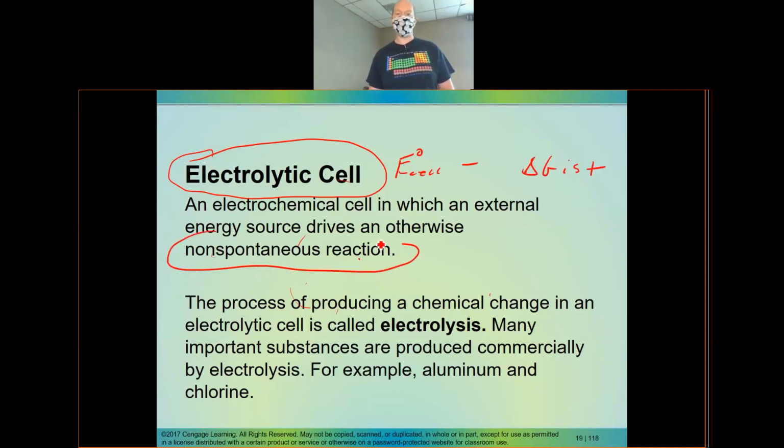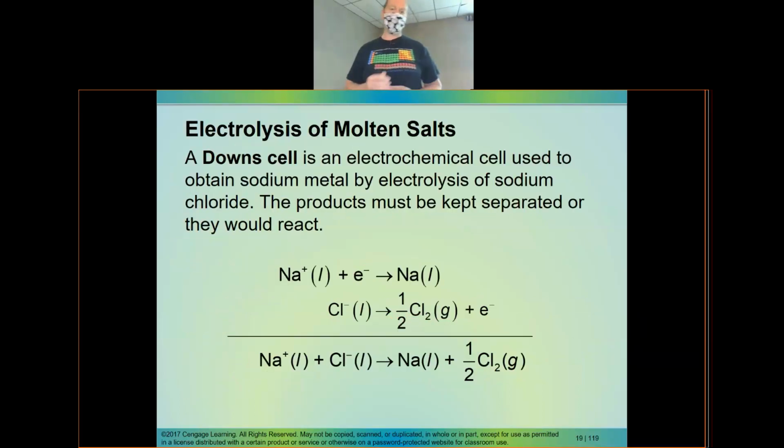These are non-spontaneous reactions. The process of producing a chemical change in an electrolytic cell is called electrolysis. Many different commercial products use electrolysis. The way that we get our sodium metal is by electrolysis of a molten salt, and that salt is sodium chloride. The electrolysis would then separate that sodium chloride into sodium and chlorine gas.